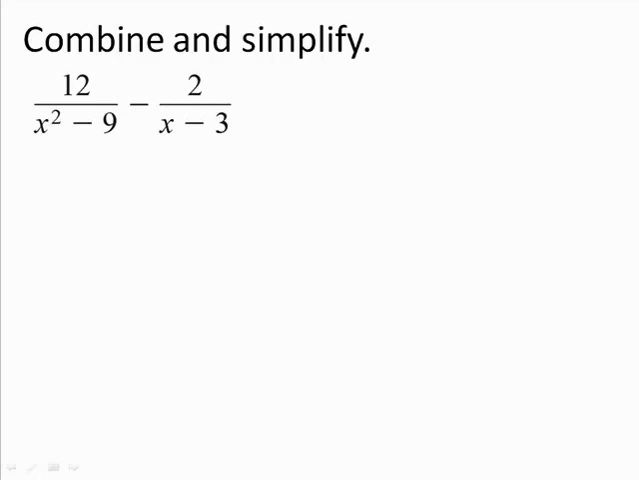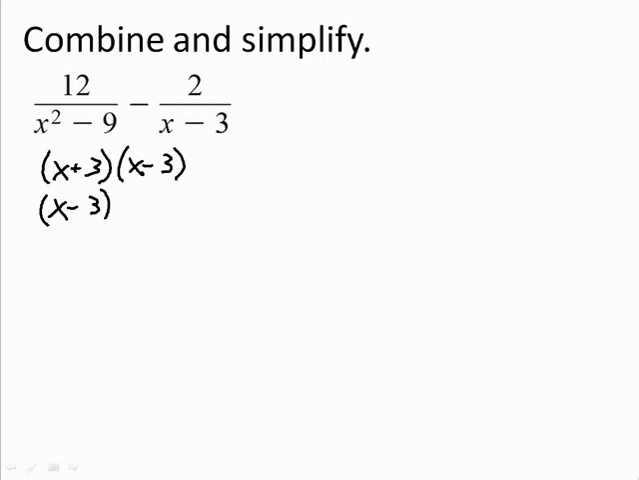Combine and simplify. 12 divided by x squared minus 9 minus 2 divided by x minus 3. Find the least common denominator. The least common denominator is going to be the least common multiple of the two denominators. The first denominator is x squared minus 9. This can be written as x plus 3 and x minus 3. The second denominator is x minus 3.